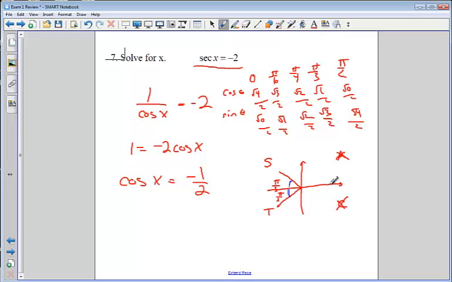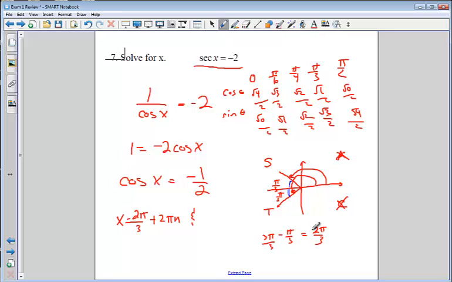And so to find the actual angle, I have to figure out what this is here, which is just pi minus pi over 3. So pi minus pi over 3. I get a common denominator, so I get 2 pi over 3 for the first one. So I know x should be 2 pi over 3, and I can add any multiple of 2 pi, so 2 pi n.